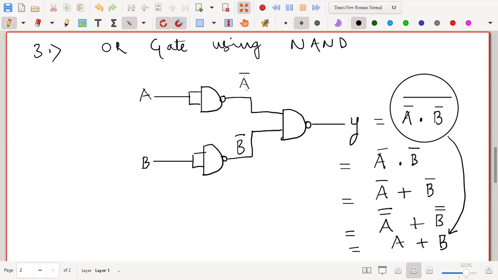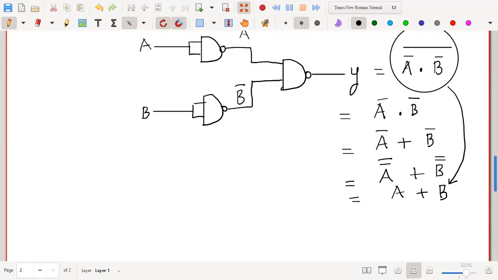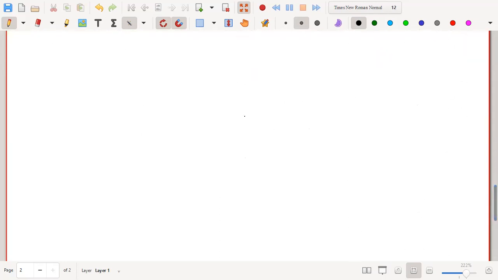So now, before I go to another type of universal gate, that is the NOR gate, let me first show you how you can design this NAND gate using diodes and transistors. Okay, let us see this first.